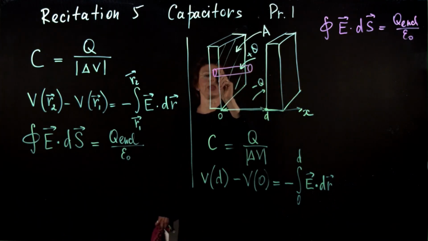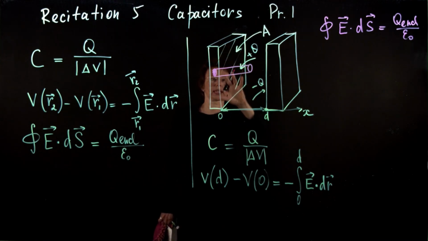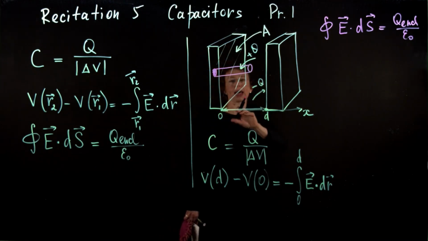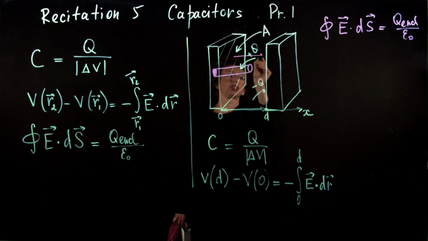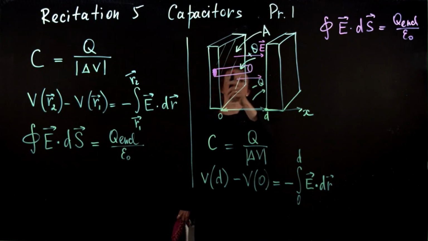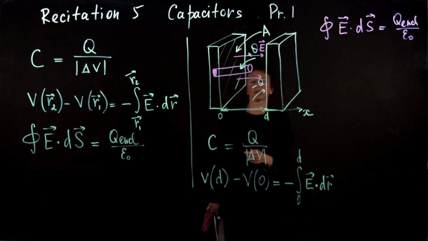Flux out of the side inside the plate will be 0 because the electric field inside a conductor is 0. This is a capacitor; I have two conducting plates. Flux out of the side, the banded surface of the cylinder, is also 0 because the electric field is along x, and the area vector is perpendicular to this electric field, so the flux is 0.